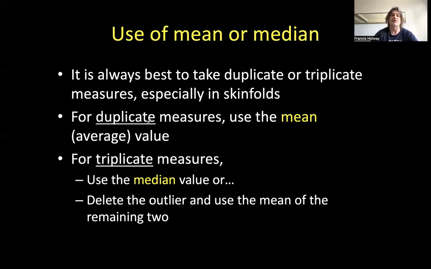And then if you have triplicate measures, you use the median value. The median value is you take away the smallest, you take away the largest, and you stay with a value that falls in the middle. Or you can delete the outlier. So if you have 2 measures that are very similar and one that's a complete outlier, you can delete that one and use the mean or the average of the remaining 2. Most likely you'll be using duplicate measures. In that case, you use the average, the mean value, okay?